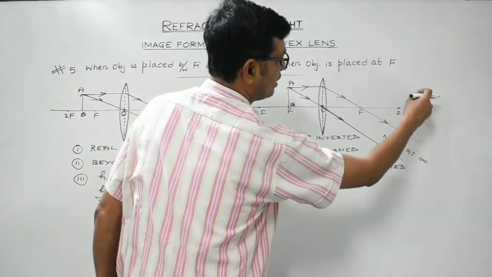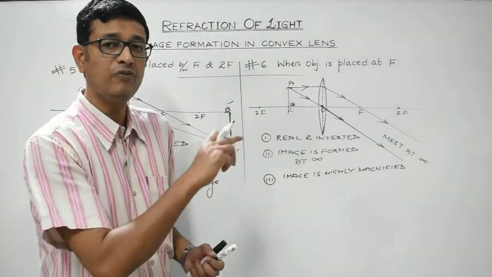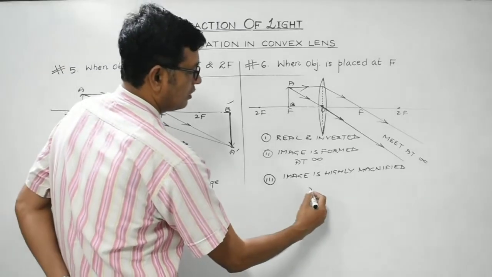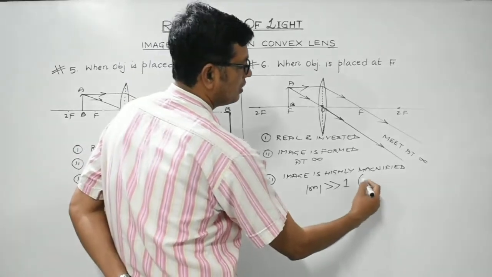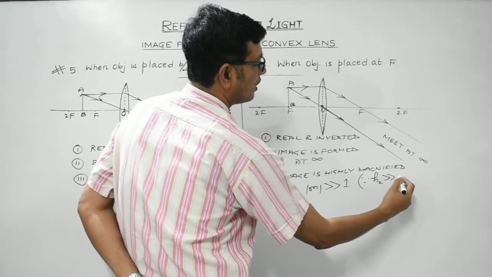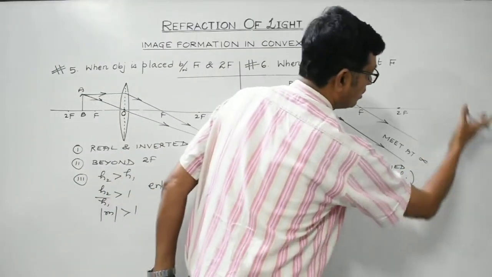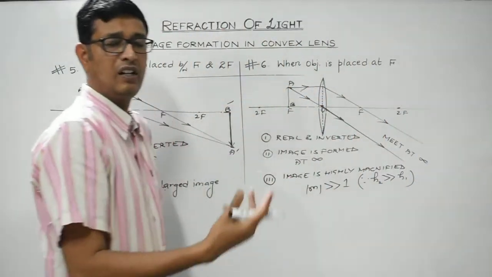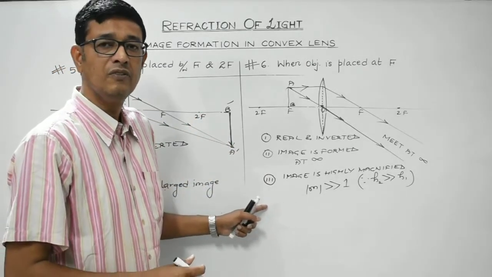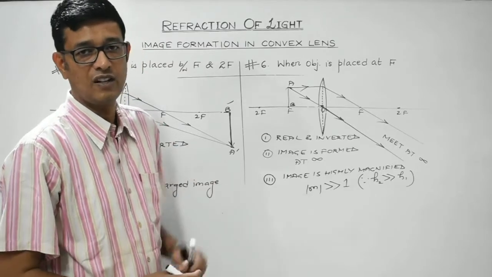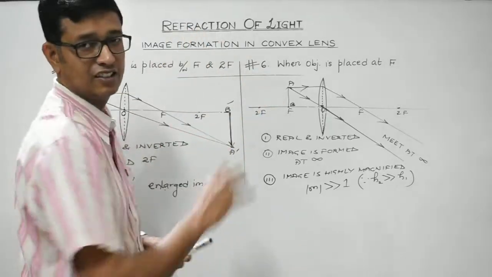What I mean to say is that H2 is very, very large than H1. Therefore, linear magnification would be very, very large as compared to 1, because H2 is very, very large as compared to H1. The size of the image which is formed over here is very, very large as compared to the size of the object. So that is the reason why linear magnification is very, very large as compared to 1. So clear, students? So we have discussed 6 cases.